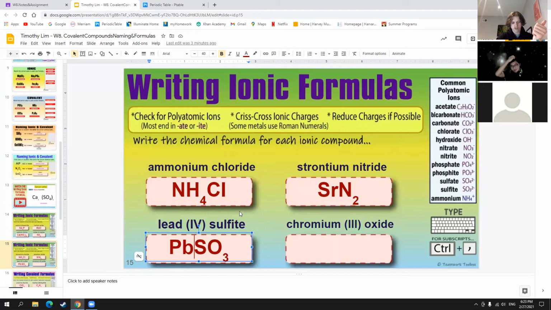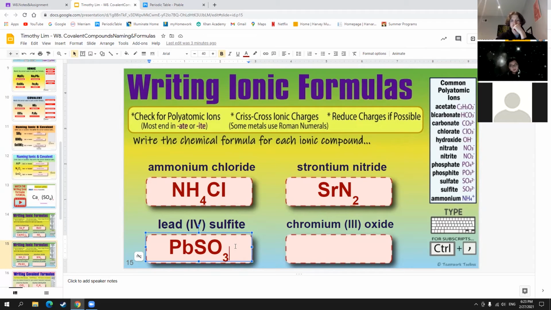Lead has a charge of 4 in this case, according to the name, lead 4 sulfite. And according to the little table on the side of this slide, the charge of sulfite is -2. 4 and -2 times 2 balance out. Because you have 2 sulfites, the total negative charge becomes -4. So you have 4 and -4, and it's balanced. So you need 1 lead and 2 sulfites. You see what I'm saying?